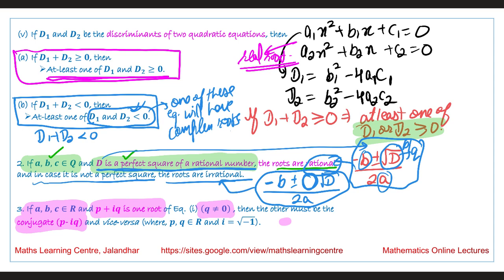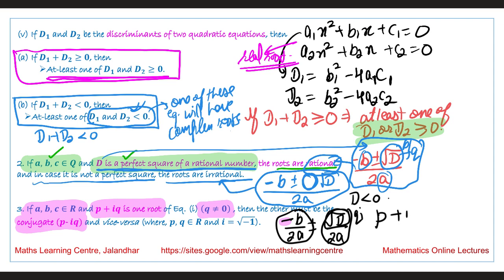by 2a plus or minus square root d by 2a. If d is negative, then the square root of d is a complex number, and the root will be of the form where this term we write as p, and this whole term we write as q iota. So one root will be p plus iota q and the other root will be p minus iota q.